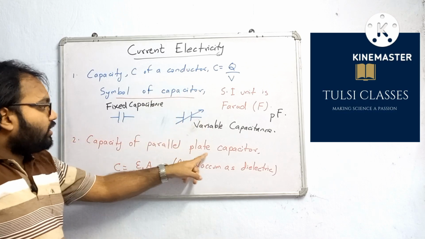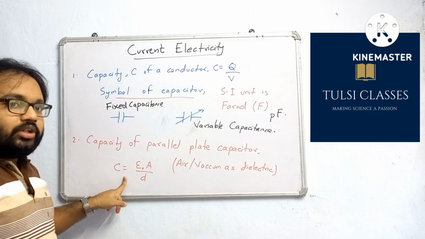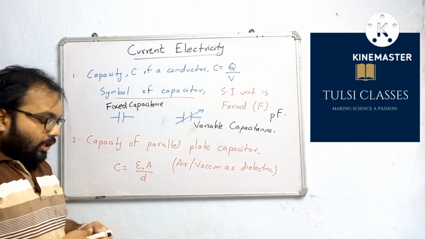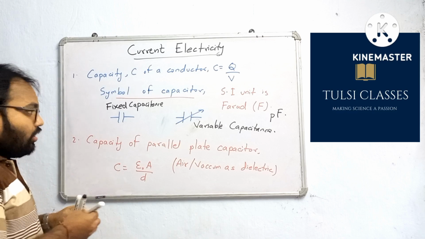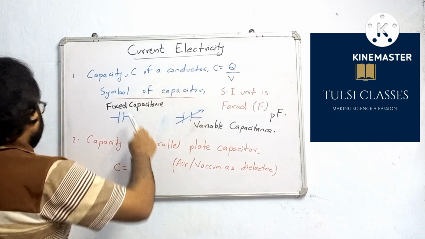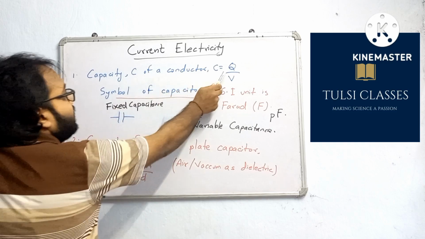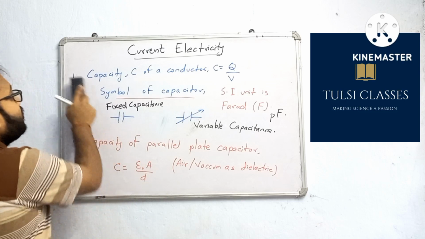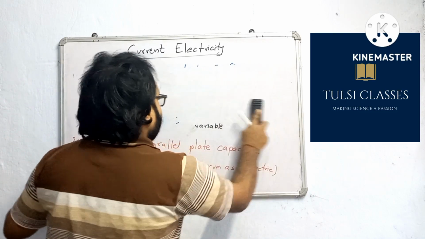Now if a parallel plate capacitor is there, then the formula to find its capacity is epsilon naught A by D. Now how does the parallel plate capacitor look? Okay, I am erasing capacity C is equal to Q by V, and the SI unit, always remember, is farad.